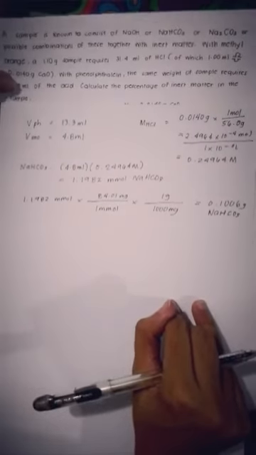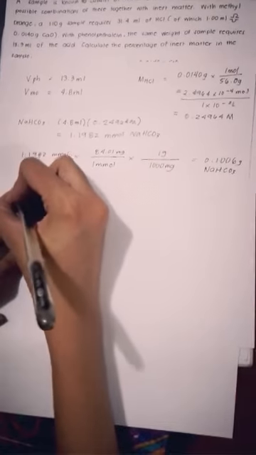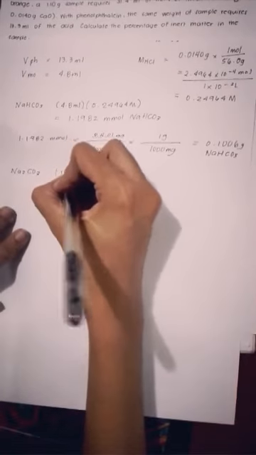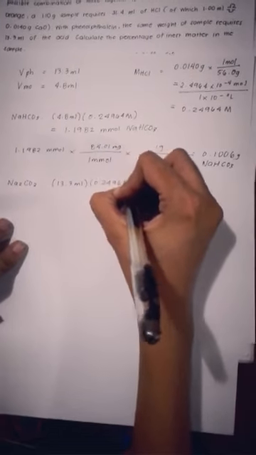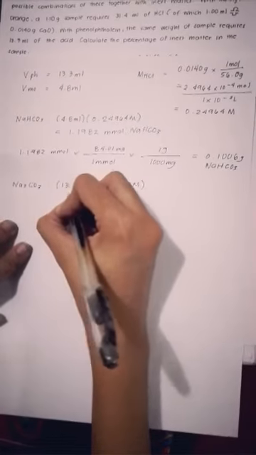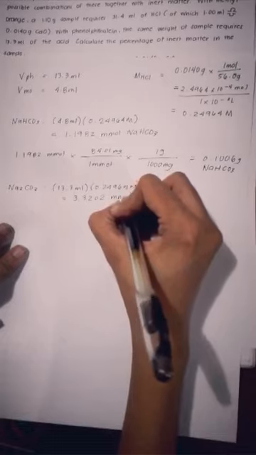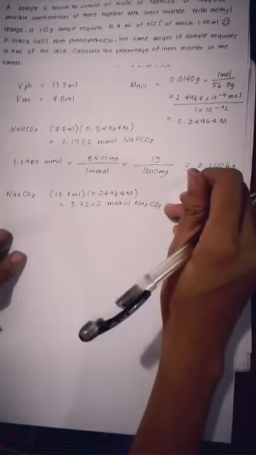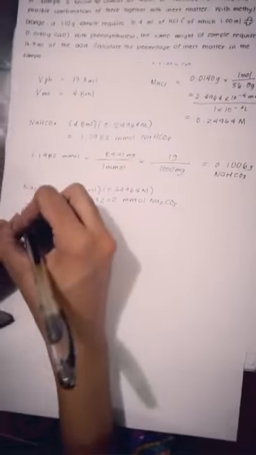Now for the phenolphthalein, we can compute for the sodium carbonate of that. We first multiply 13.3 ml to the molarity of the HCl, which is 0.24964 M. And the answer will be 3.3202 mmol of sodium carbonate.